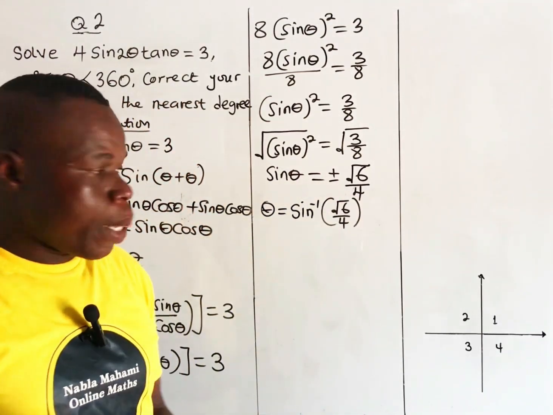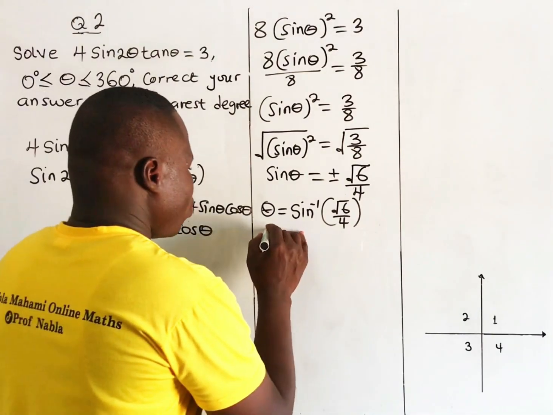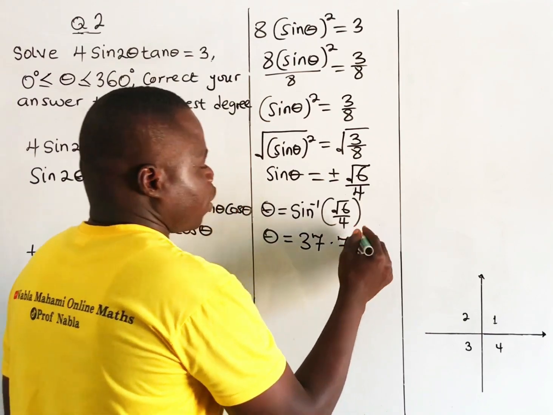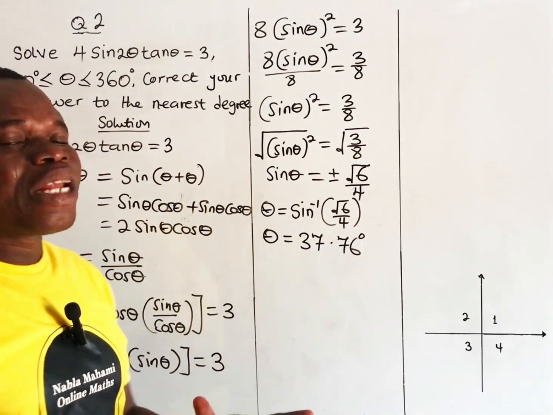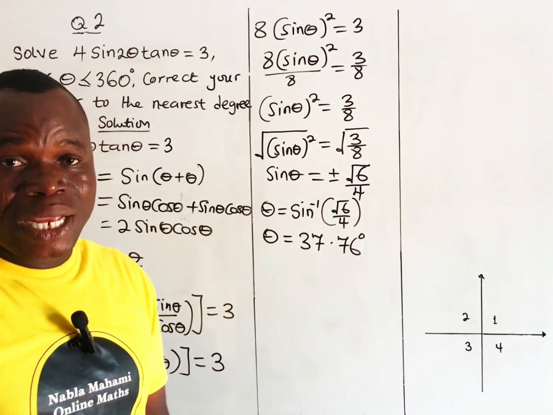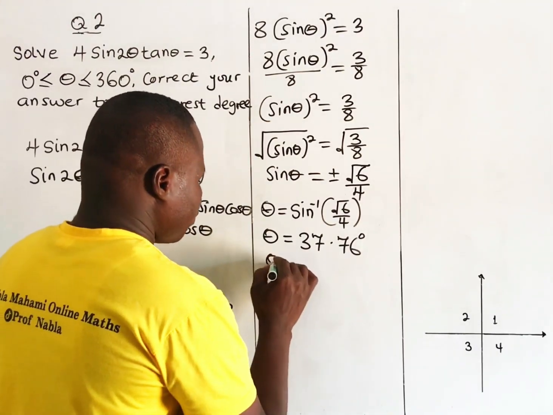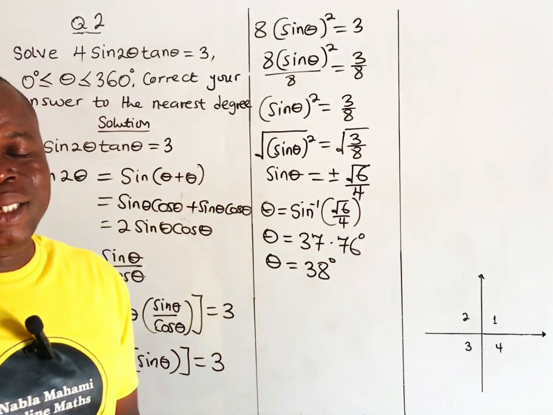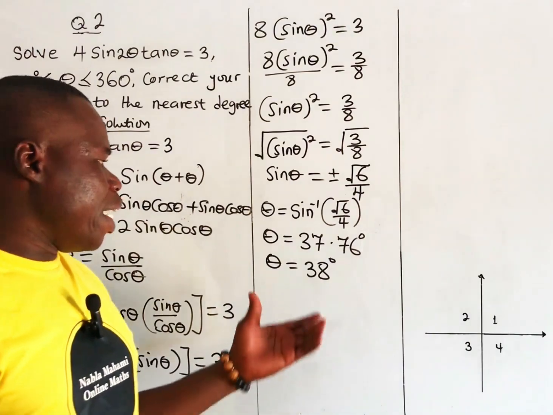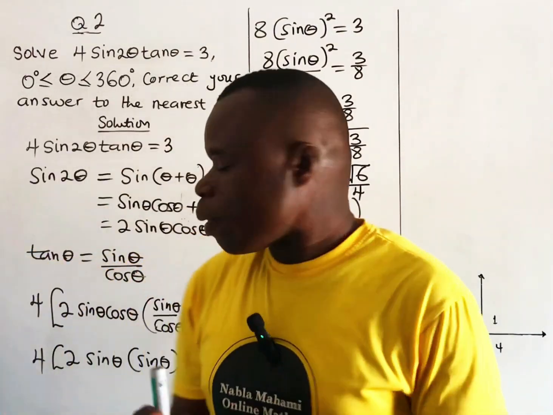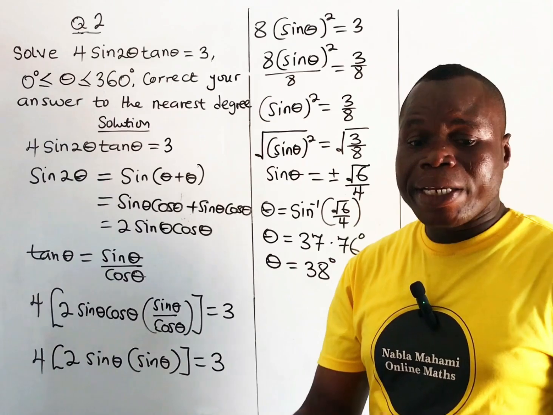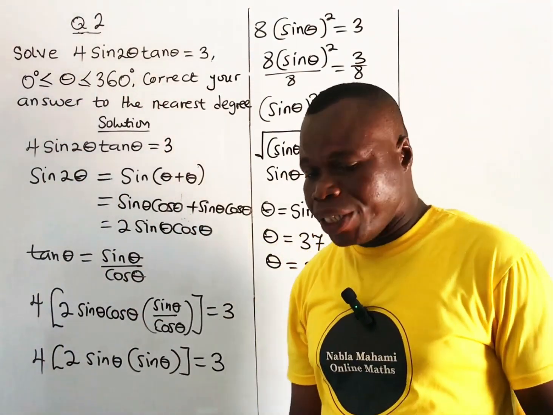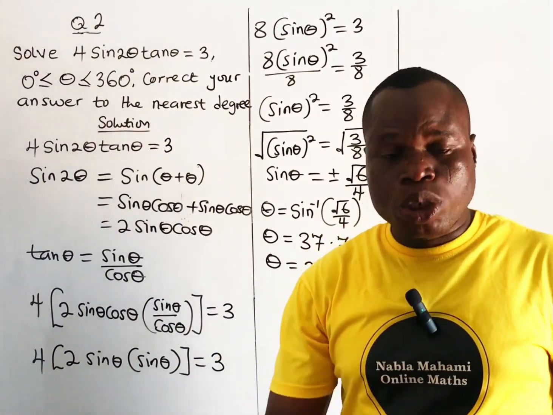Using your calculator, sine inverse of this value will give me 37.76 degrees. But the question says that we should correct our answer to the nearest degree. Doing that, theta will be equal to 38 degrees. This 38 degrees is one of the answers, but you don't stop here. You have to continue to find the other values because we are working with theta within this particular range. And this 38 degrees is an acute angle.